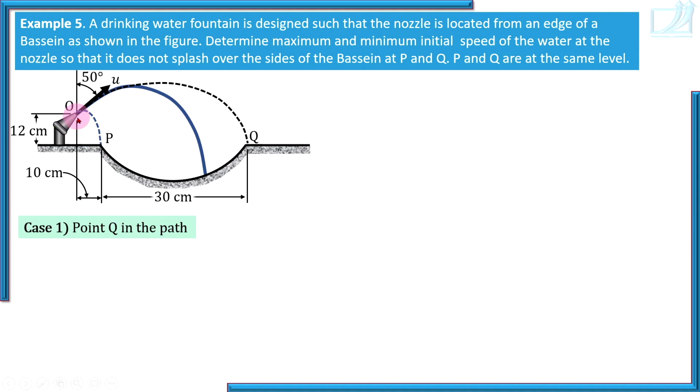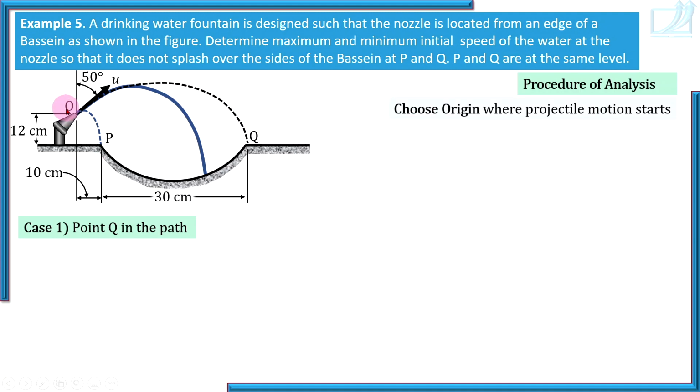Origin is this point. Let's focus on this path first. Point Q in the path. So let's follow the procedure. Choose origin. So origin is here. Write coordinates of points in the path. So Q is a point in the path. So x coordinate is 40 centimeters. Take care of unit. So 0.4 meters. And origin is this nozzle end. So below origin point Q is. That's why minus 0.12.